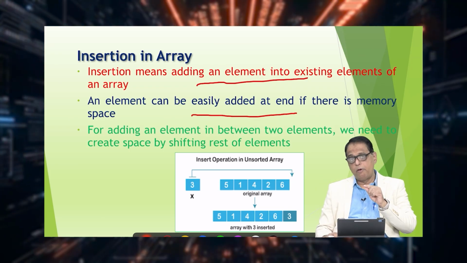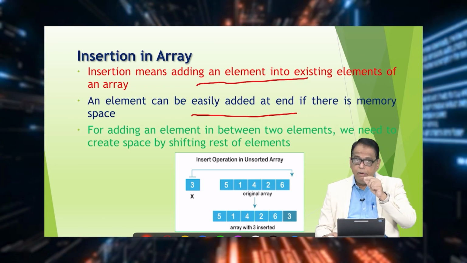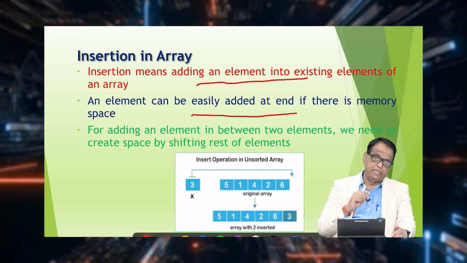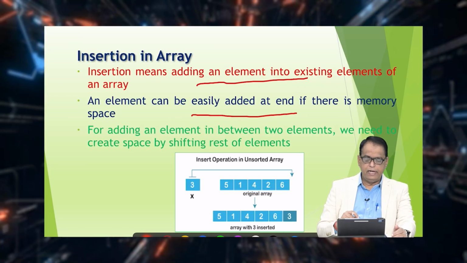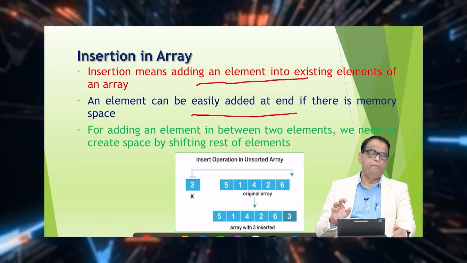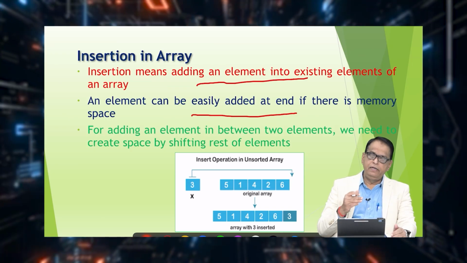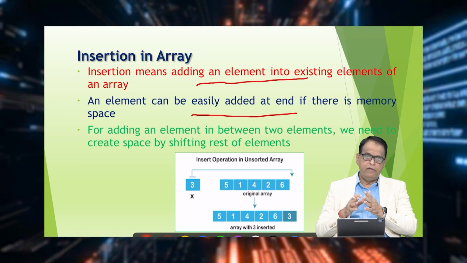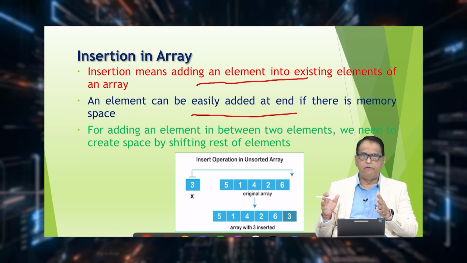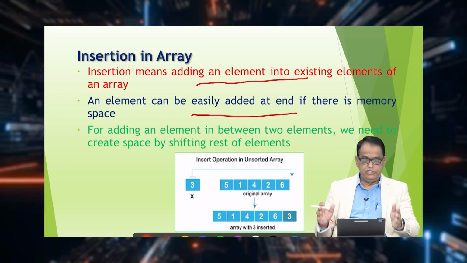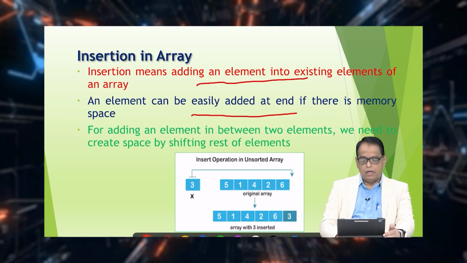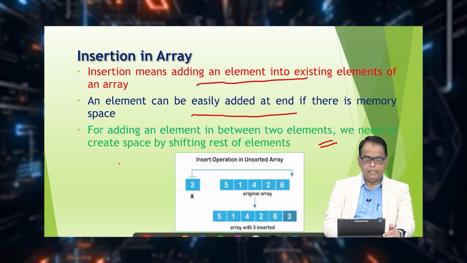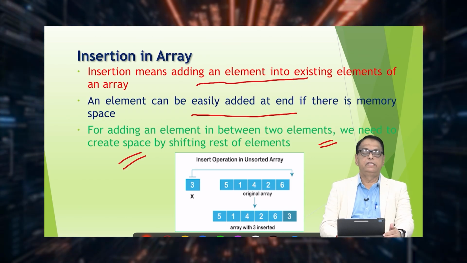But whenever you are asked to add an element in between, you need to create a space, because unless you create a space, the new element cannot be added. To create the space, you have to move the other elements of the array, and when you move them, their index numbers will also change. So whenever you want to add an element between two elements, we need to create the space by shifting the rest of the elements.